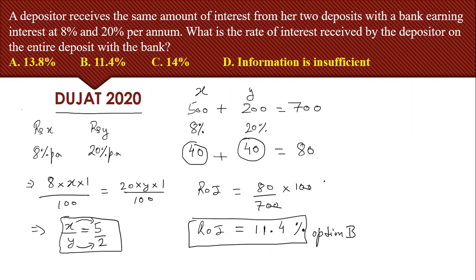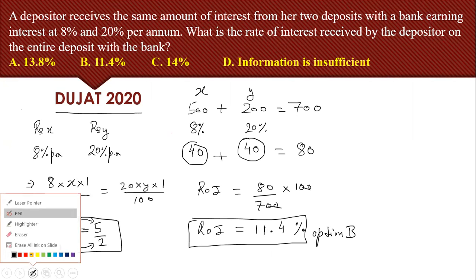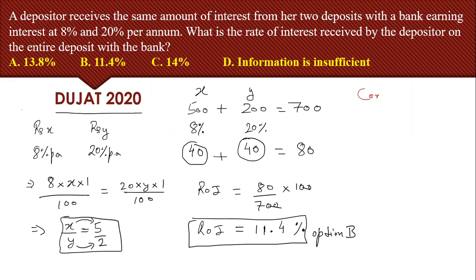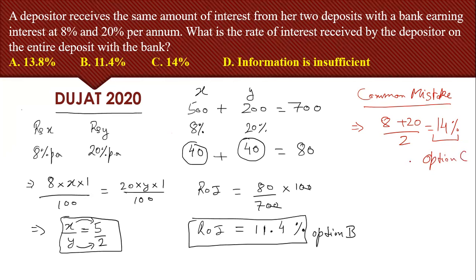So what is the common mistake? Let's see the common mistake. When the question asks for the overall rate of interest, what students do is they add up 8% and 20% and find their average. This will give them 14%. And generally the wrong answers are the very first option or one among the 4 options. I can see option C is also there, but option C is definitely wrong. You have actually calculated the average interest.